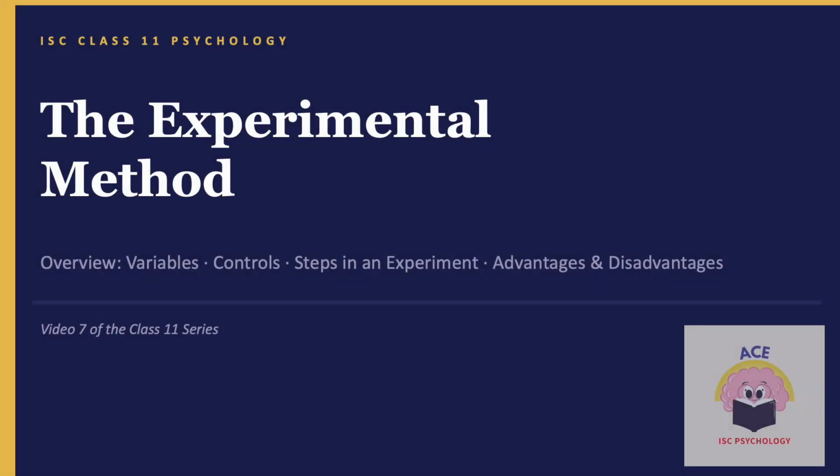Of all the methods psychologists use, the experiment is the only one that can actually prove cause and effect. Welcome back to ACE ISC Psychology, where in today's video, we will cover everything the ISC syllabus asks for on the experimental method: what variables are, what controls are, how an experiment is designed step by step, and one advantage and one disadvantage of the method. It is a chapter that looks technical on the surface, but makes logical sense once it clicks.